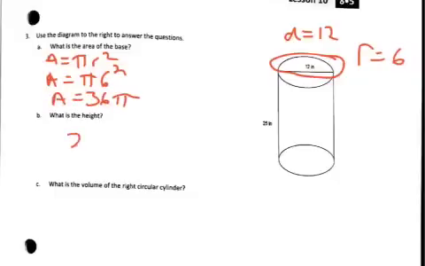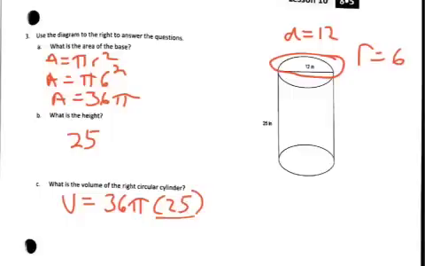What is the height? The height is 25 inches. So the volume will be 36 pi, which is my base area, times my height, which is 25. And again, you can multiply 36 and 25 to get a volume of 900 pi inches cubed. Okay, hopefully you got that one correct. All right, moving on.